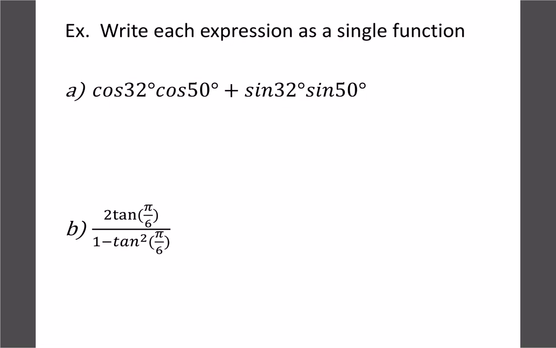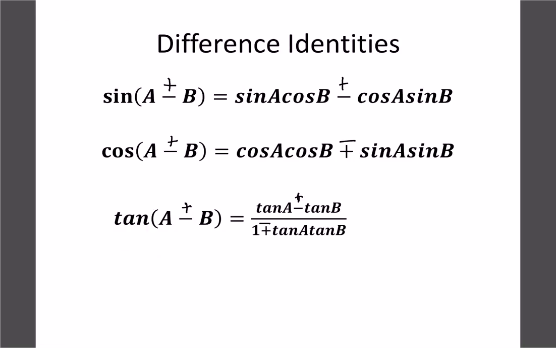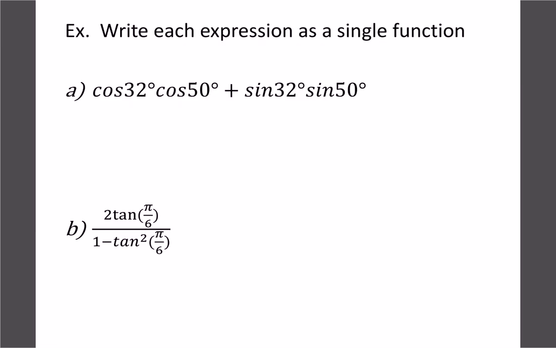So we can see we've got cos cos plus sine sine. If we go back to our question, cos cos plus sine sine, that's going to be this one, so that'll be cos(A minus B). What that means is we can write this as cos of 32 minus 50. We could simplify that to be cosine of negative 18 degrees. And that's it. That would be our single function, and if we needed to solve it, we could from there.